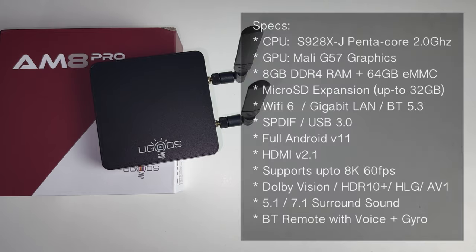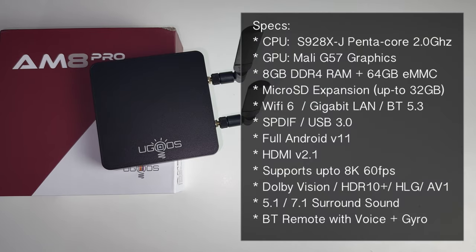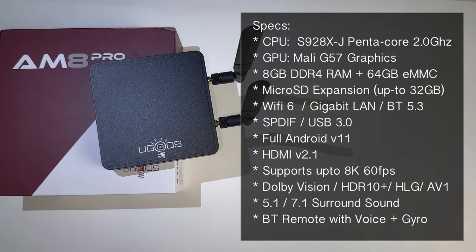So the box is powered by the S928XJ Penta-core clocked at 2 GHz. For graphics, you have the Mali G57. We've got 8 GB of LPDDR4 RAM and 64 GB of eMMC storage. We've got MicroSD Expansion up to 32 GB, Wi-Fi 6, Gigabit LAN, Bluetooth 5.3. You've got SPDIF, USB 3, USB-C.